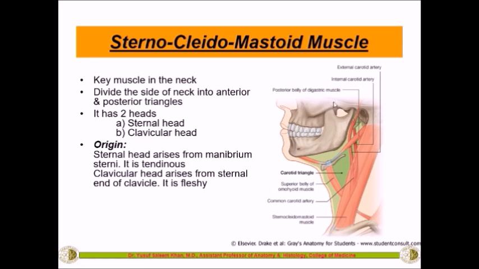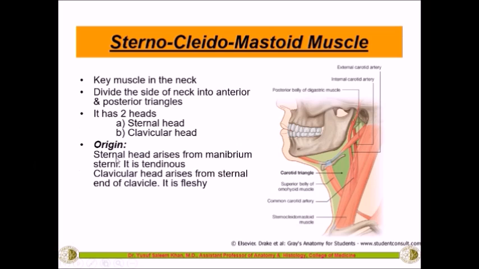One important thing about the muscles of the neck is that they are named according to their origin and insertion. So if you know the name of the muscle, you already know the origin as well as the insertion of the muscle. Most of the muscles in the neck are named according to their origin and insertion. Here it is called sternocleidomastoid because the origin is from the sternum, cleido is clavicle, and it gets inserted to the mastoid. So the name itself indicates the origin and insertion.